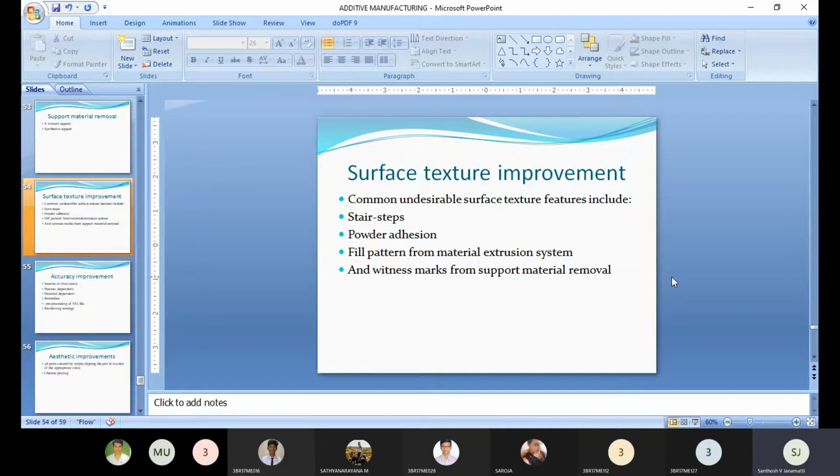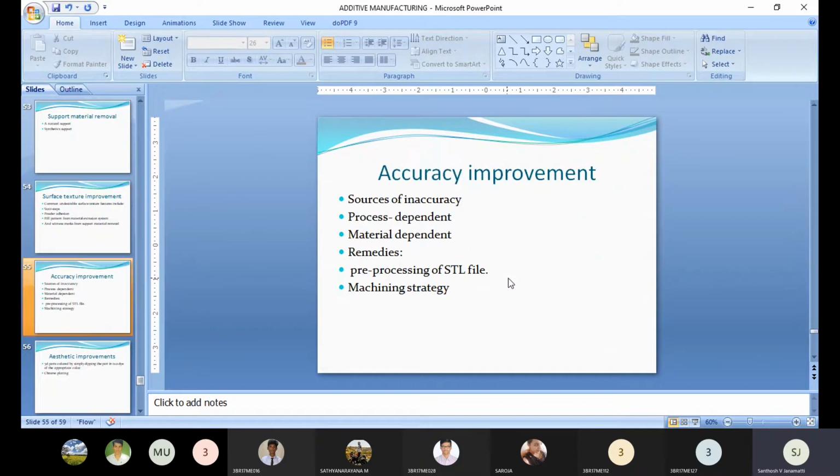All such kinds of undesired structures look very poor and bad from an aesthetic point of view, so that's the need. We need to clear all this out, to overcome such undesirable structures and ensure our surface is well finished and smooth. Hope you understand. Now I'm coming to the accuracy improvement.